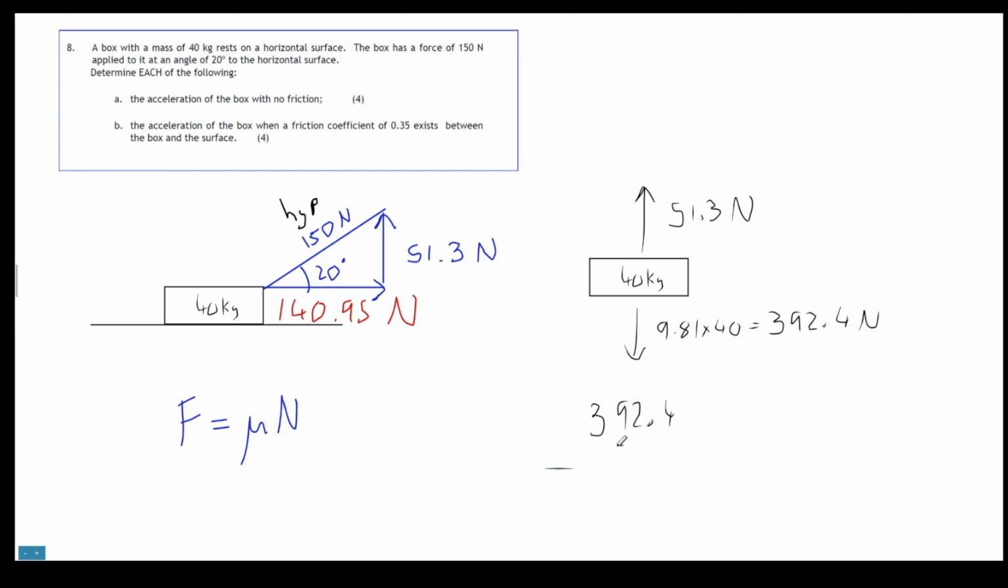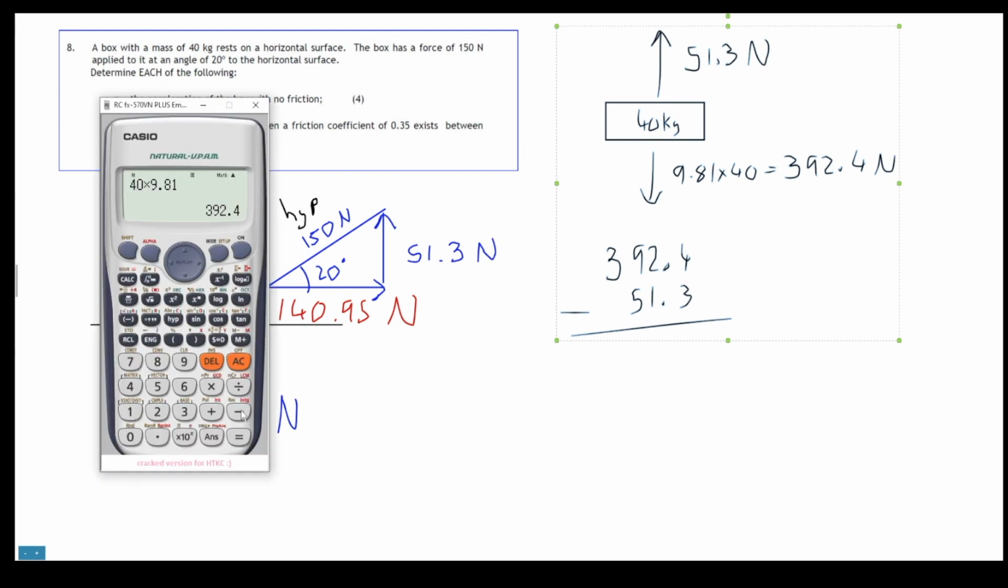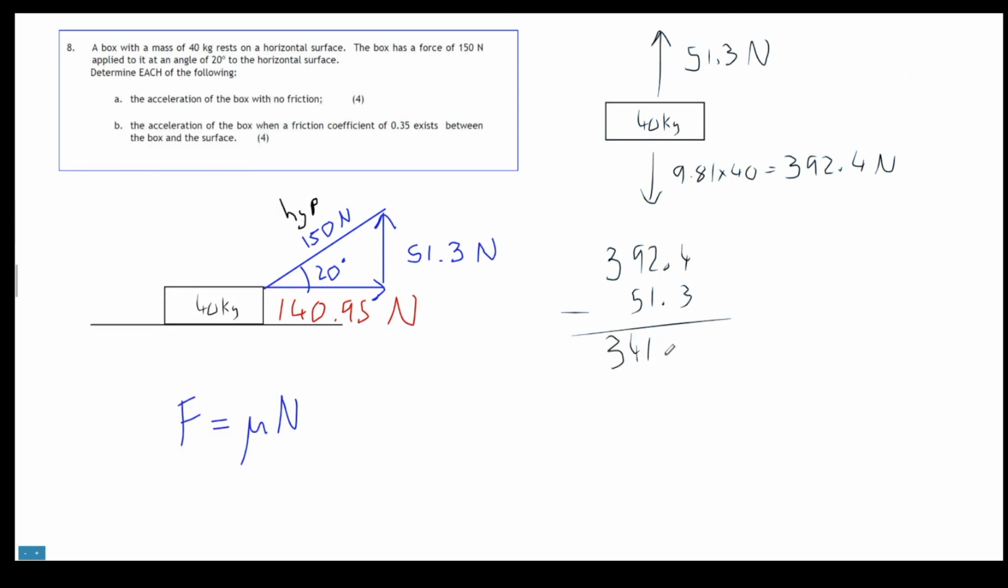It'll be 392.4 minus the 51.3. I'm just going to scoot that up a bit so we've got a bit more space. Then I'm going to grab my calculator and let's calculate it. So we've got this minus 51.3. That gives us 341.1. Well, that's how much force is now pushing this thing downwards. Even though we're lifting it up a little bit, it's still pushing down quite a lot. This is the overall resultant force, the net force vertically, pushing it down. That's also what's going to stick it to the ground, right?